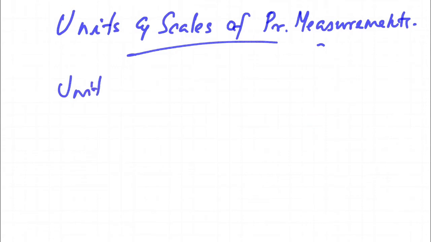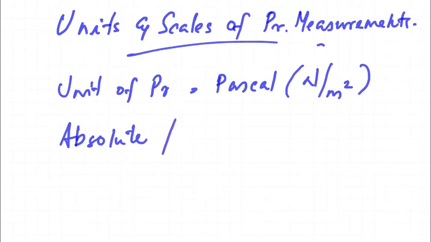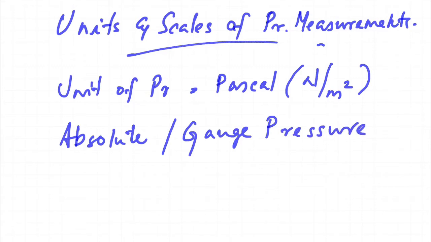So the unit of pressure is Pascal. You might already know that a Pascal is Newton per meter square. That is the unit of pressure, and there are a few terms that you need to familiarize yourself with when it comes to pressure measurement. There are terms like absolute pressure and gauge pressure and atmospheric pressure. These are the most common three terms that you will come across when it comes to pressure measurement. So we will discuss absolute and gauge pressure with reference to the atmospheric pressure in this video.